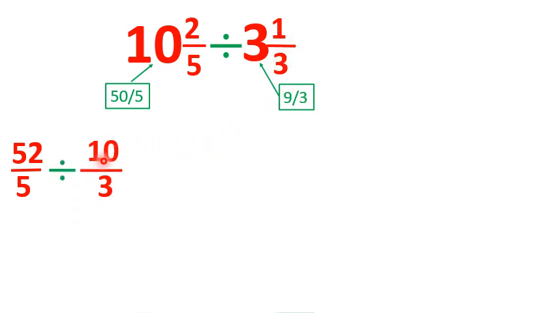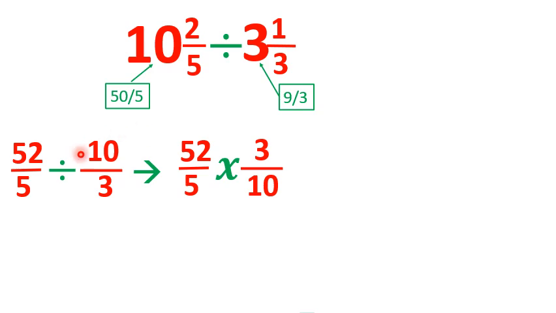Now remember, in division, you invert and multiply. So I rewrite this with the second number inverted, so 10/3 becomes 3/10, and I convert the division sign into a multiplication sign. Now I multiply straight across. So 52 times 3 is 156, and 5 times 10 is 50. So this is the final answer, but I can put the number into a more simplified, proper form.